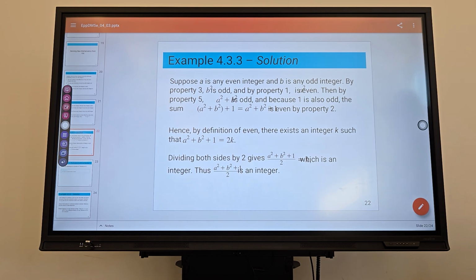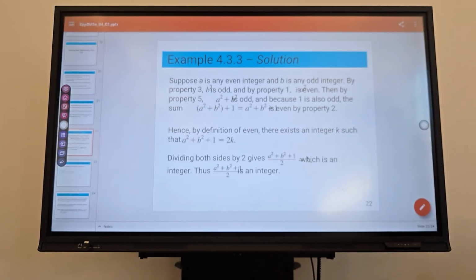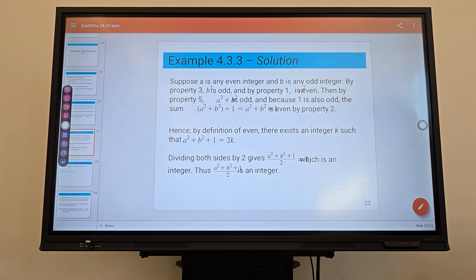And then by substitution, there exists an integer k such that A squared plus B squared plus 1 is equal to 2k. Dividing both sides by 2 gives A squared plus B squared plus 1 all over 2 equals k, which is an integer. Therefore, A squared plus B squared plus 1 over 2 is an integer.